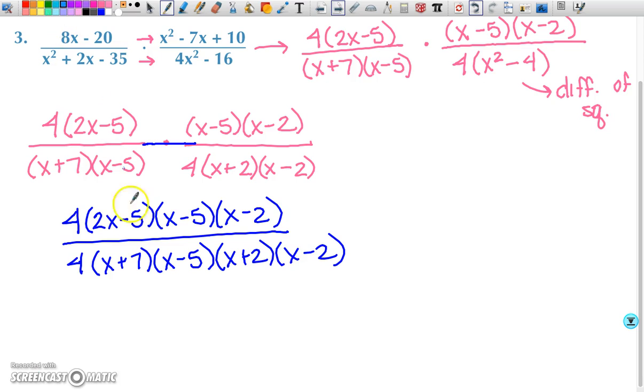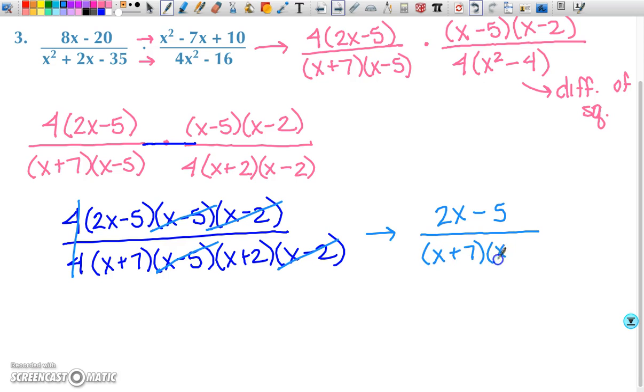And then we need to start canceling. So 4 over 4, that's a 1. X minus 5 and x minus 5 is a 1. X minus 2 and x minus 2 is a 1. And everything else does not have anything in common, so we're left with 2x minus 5 on top. And then our denominator is x plus 7 times x plus 2. And that would be your final answer.